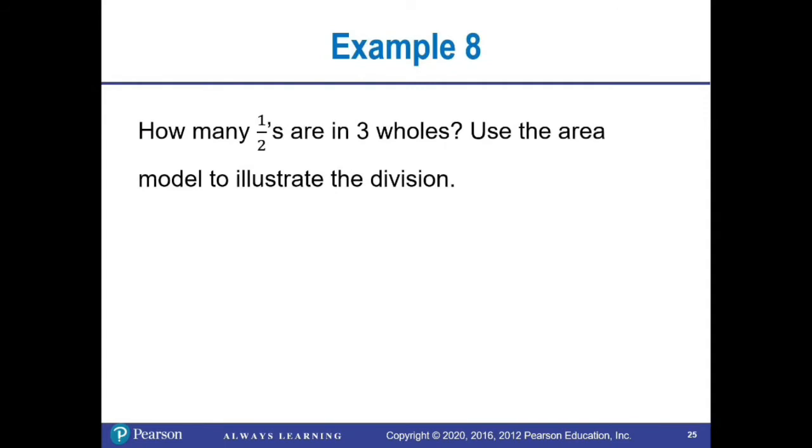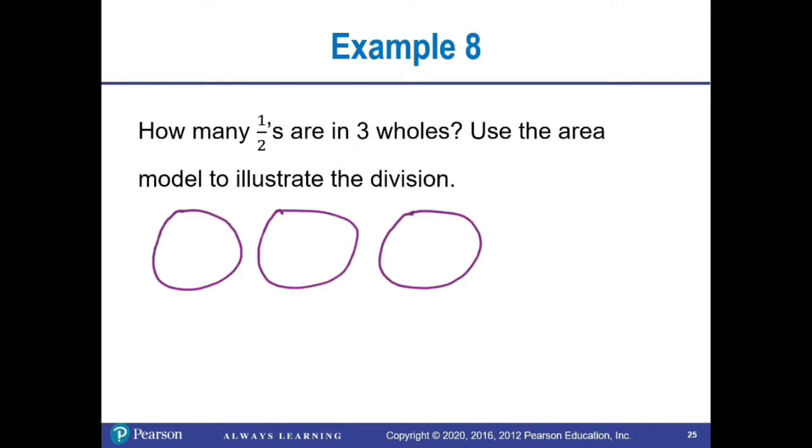So let's suppose we want to know how many halves are in 3 wholes. To illustrate this, I draw 3 circles to represent my 3 wholes. I want to know how many halves are in the wholes, so I divide each circle in half, and I'm going to count how many halves we have. Notice there are 6 halves in 3 wholes. Let's look at another one.